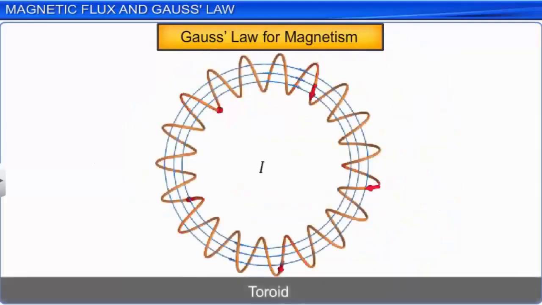In our other example, that of a toroid, the current-carrying toroid produces a magnetic field at its core in circular loops. Now, consider a closed surface around a point of the toroid. As the magnetic field lines due to the current-carrying toroid are continuous closed loops, the number of magnetic field lines going out of the closed surface is equal to the number of magnetic field lines coming into the closed surface. Thus, the net magnetic flux enclosed by the closed surface is equal to 0.